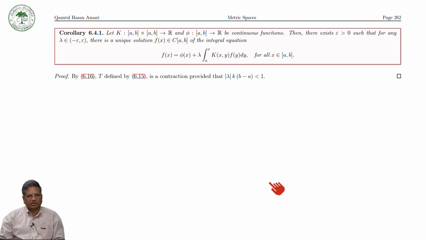And then we have seen 3 different applications. Number 1, the application to the linear system of equations, then the applications to the ordinary differential equation with initial condition, and third, the applications of fixed point results to the Volterra integral equation or integral equation. So I am closing this talk over here. Thank you very much.